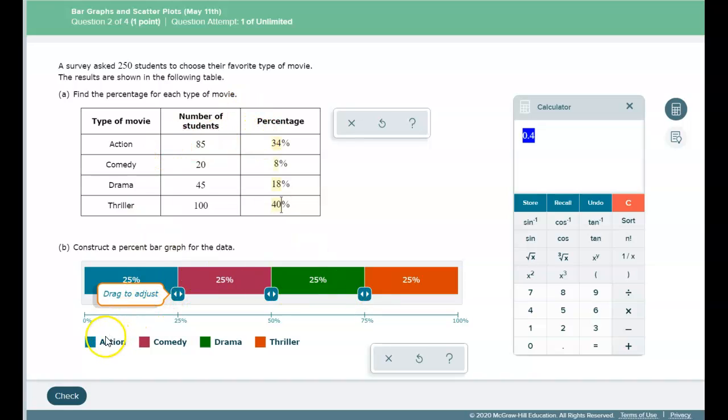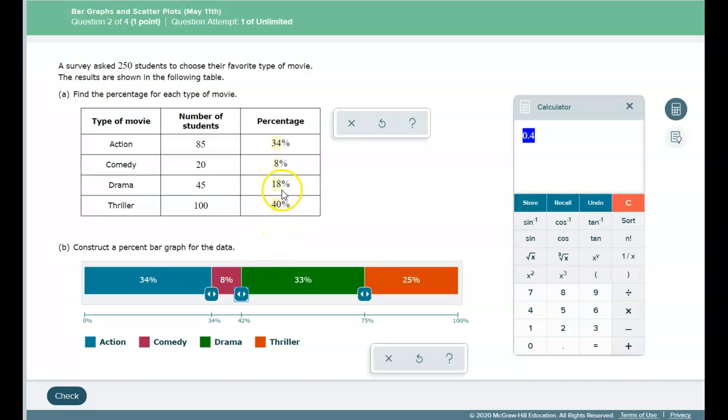Okay, so then remember my next step is to make my graph go along with these. So it tells me the action is blue. So I need to click the arrow on the action one and move it. I'm actually going to make it a little bigger because I need it to be 34%. Okay, the next, comedy, is this purple maroon color, and it's 8%. So I'm going to click the arrow right here and move it down to 8%.